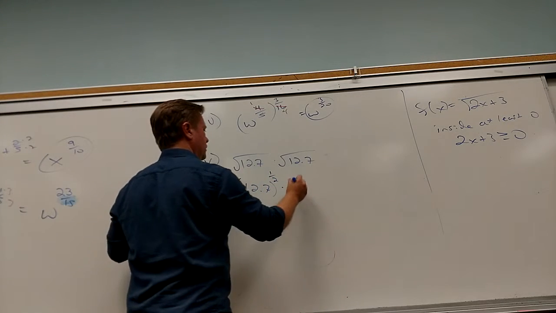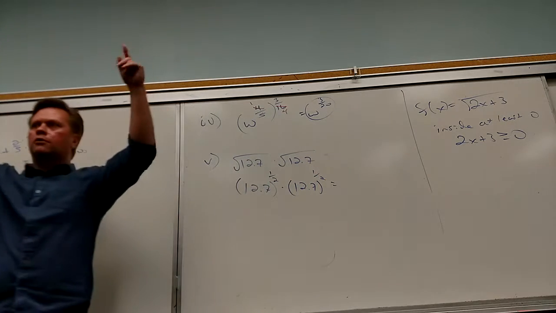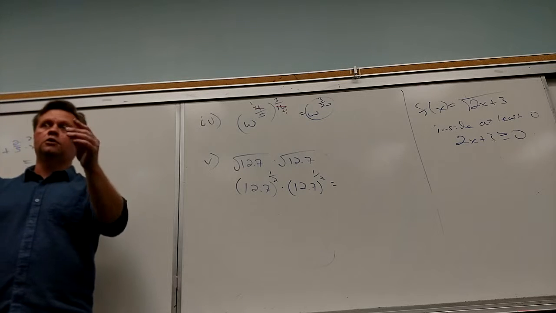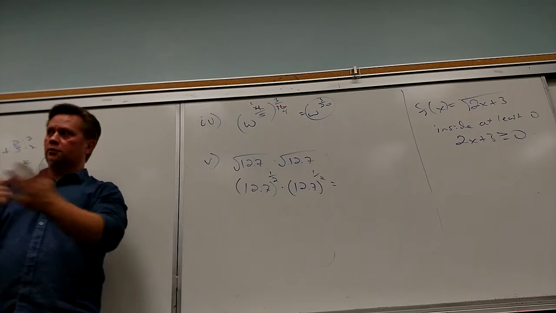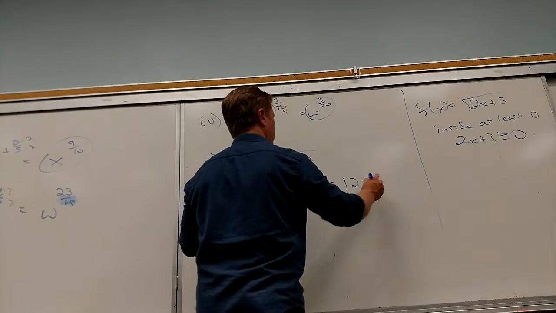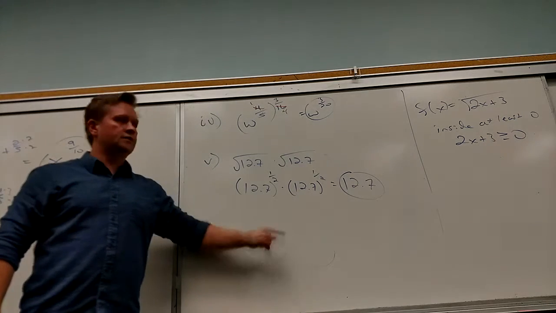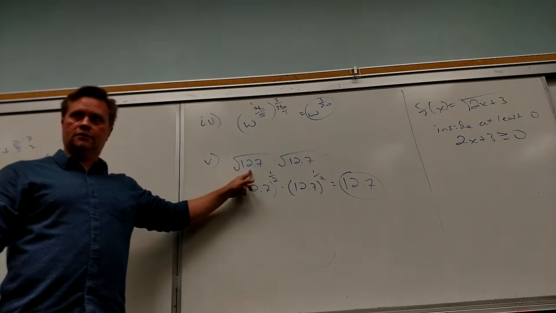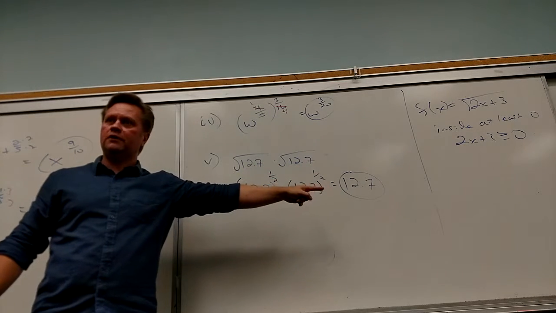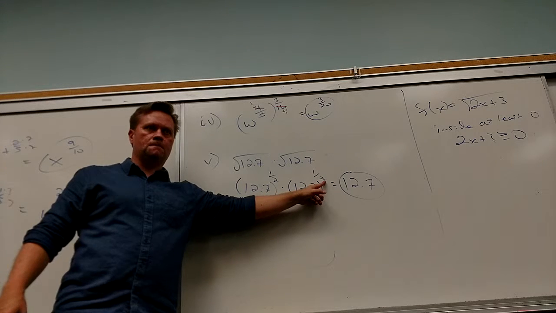Inverse, yeah. Times another one of these. What do you do with the powers when the bases are the same? Add them. What's 1/2 plus 1/2? 1. So I get one whole one. Why does that make so much sense? This is half of 12.7 times half of 12.7. It makes a whole 12.7. But it's so much easier to see in this form.